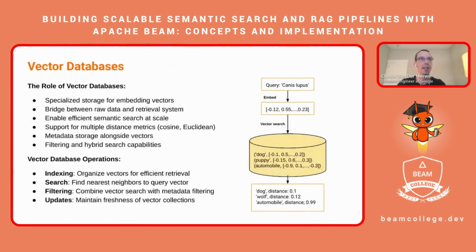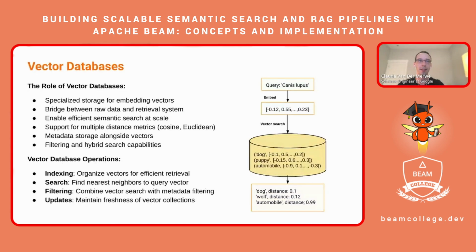Okay, so now that we understand embeddings and semantic search, we need a way to actually utilize these, and that's where vector databases come into play. So they're often specialized storage for embedding vectors, and they bridge the gap between the raw data and retrieval. Some of the common operations that vector databases offer are indexing. So it's a way of ingesting your vectors so that they can efficiently be looked up.